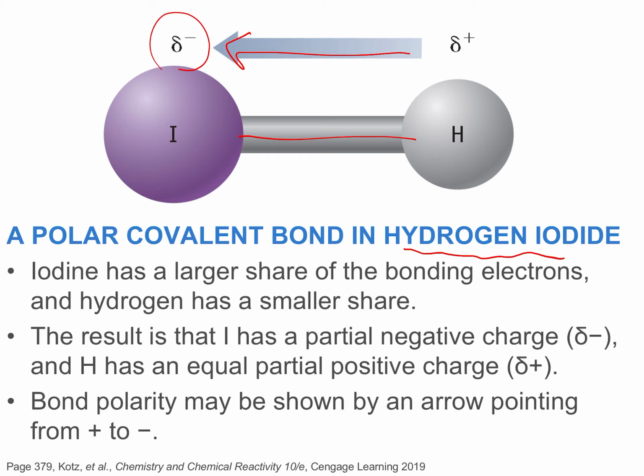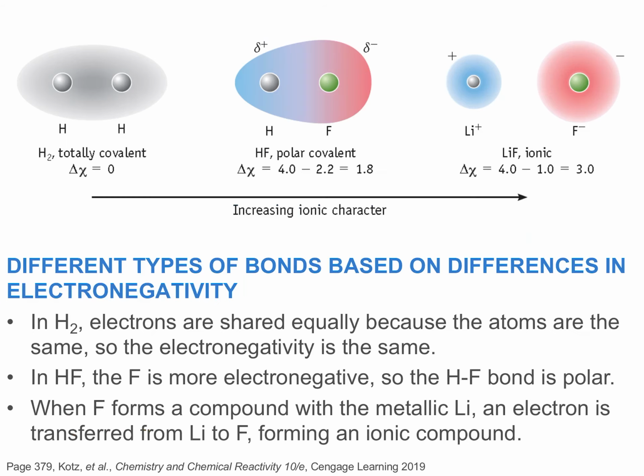So what we do is, this is the small Greek letter delta. So we write delta negative to say that there's a partial negative charge because more of the electrons are spending their time over there. Whereas for the hydrogen, you have a delta plus or a partial positive charge. So you can denote the bond polarity by drawing an arrow. And we draw the arrow in the direction of where the electrons are spending more of their time.